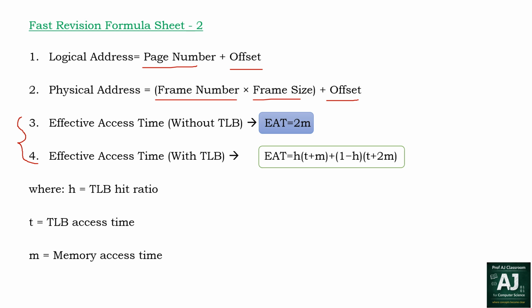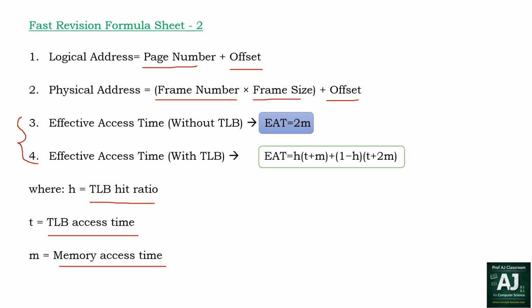Next, effective access time with TLB is EAT equal to H into (T plus M) plus (1 minus H) into (T plus 2M). Here, H is TLB hit ratio, small t is TLB access time, and M is memory access time.